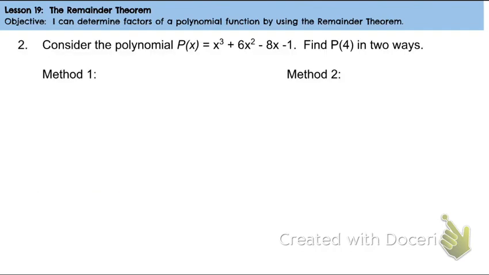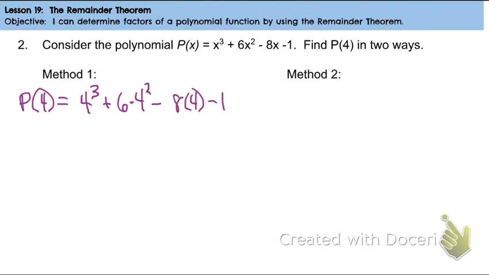Question 2 says to consider the polynomial p of x equals x cubed plus 6x squared minus 8x minus 1, and to find p of 4 in 2 different ways. So there's 2 ways you can find it. You can plug 4 into the equation. 4 cubed plus 6 times 4 squared minus 8 times 4 minus 1. So I'm going to get 64. 6 times 16 is 96, minus 32, minus 1, and I get 127.